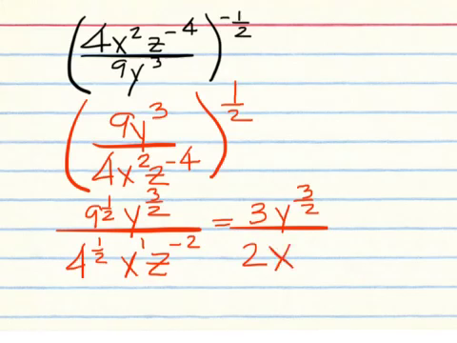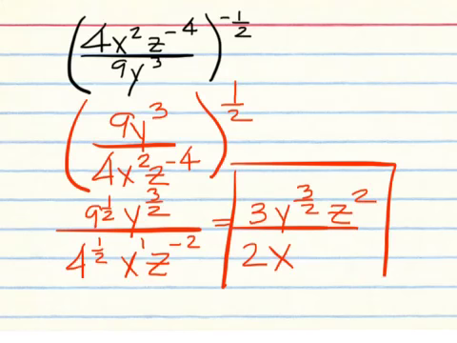The x is okay, but now we have z to the negative 2 power. Anything with a negative power is going to move to the opposite side. So instead of z to the negative 2 on the bottom, you're going to have z to the positive 2 on the top. And that's all you can do with this.